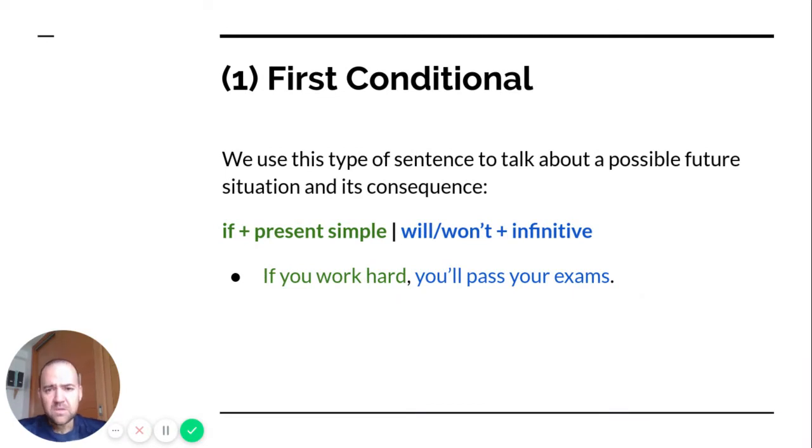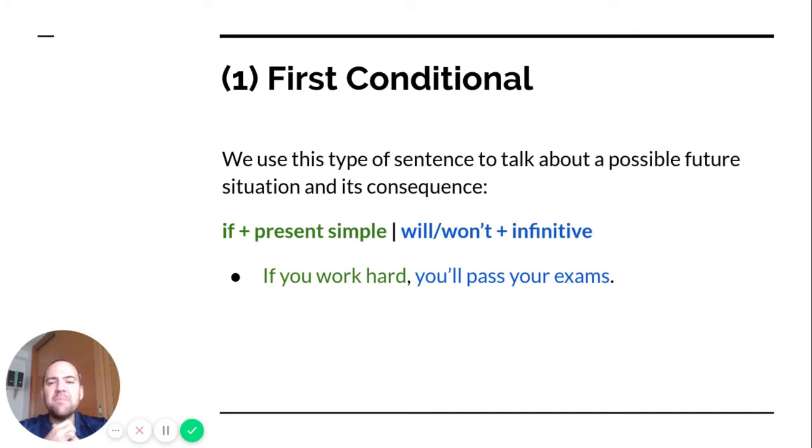First conditional. So we use this type of sentence to talk about a possible future situation and its consequence. If you work hard, you'll pass your exams, okay? We use the present simple and will or won't with the infinitive. If you work hard, there, the verb work is in the present simple, and you'll pass your exams. You will pass your exams. Remember that the contraction of will is 'll, you'll pass your exams.